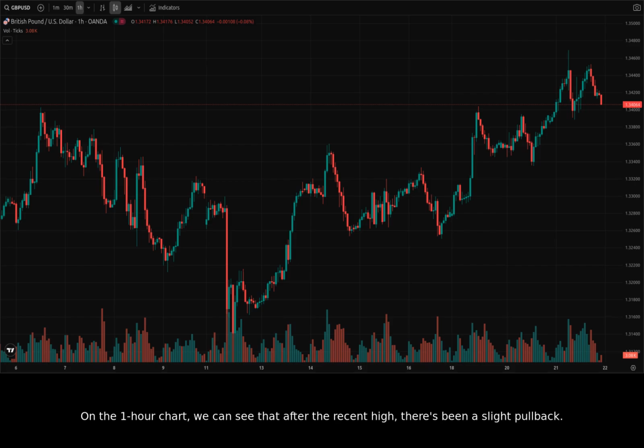On the 1-hour chart, we can see that after the recent high, there's been a slight pullback. This could be a healthy correction before another leg up, or it could signal the beginning of a more significant reversal. There could be a support around 1.335, but that may not be stable.